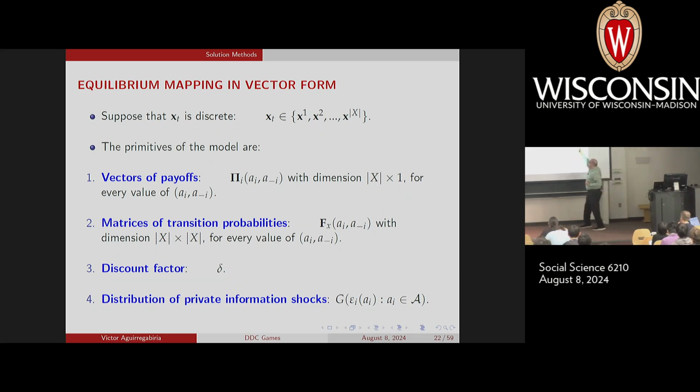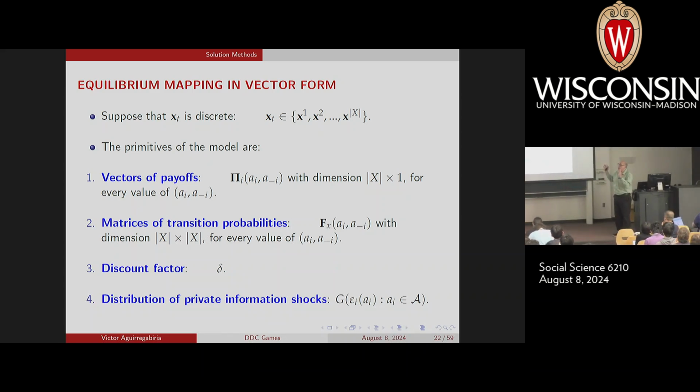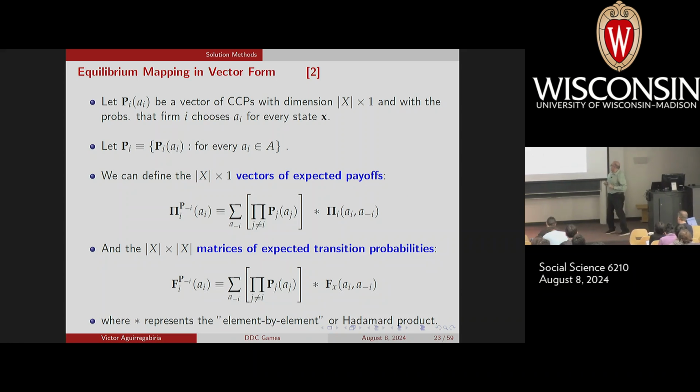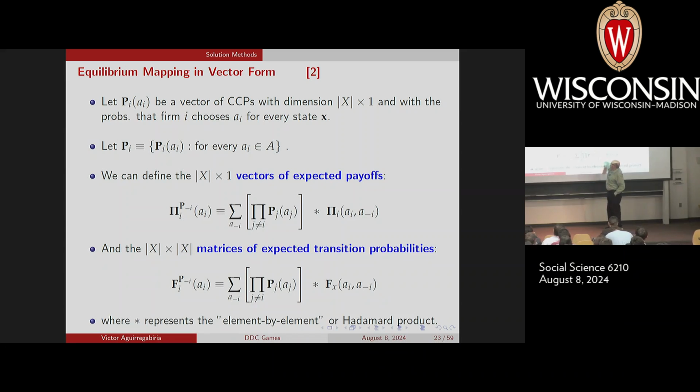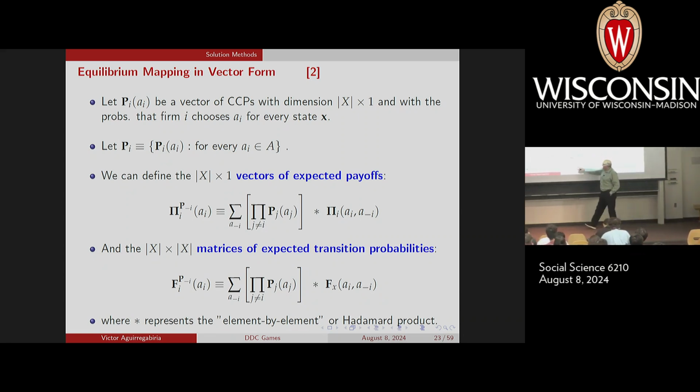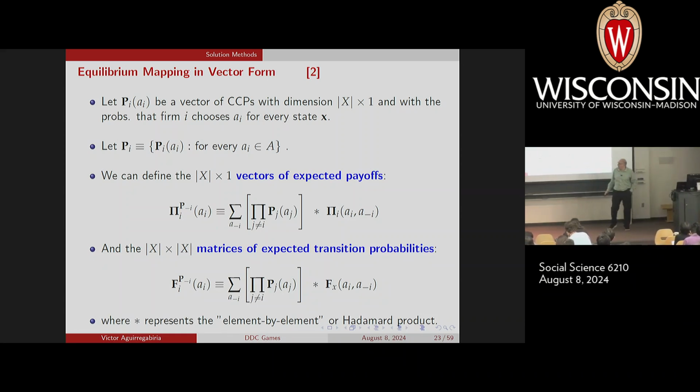Similarly, for every possible action of a player and the competitors, we can define a transition probability matrix of dimension x times x for the state variables. We have also the discount factor and the distribution of epsilon. Then, given a vector of choice probabilities for all the players, I can define this vector of integrated or expected payoffs, and this x times x matrix of transition probabilities that is integrated over the actions of my competitors.